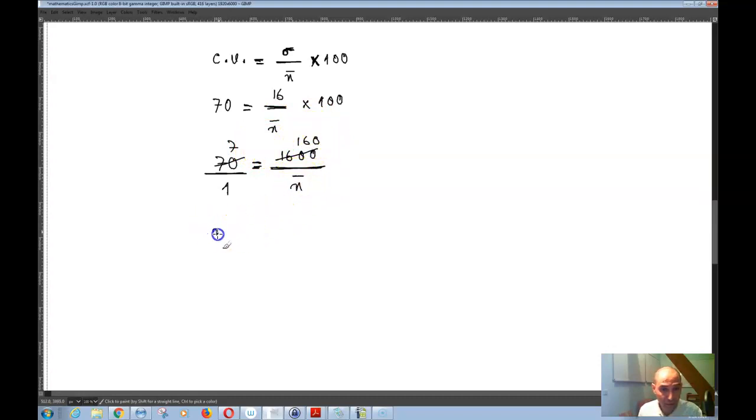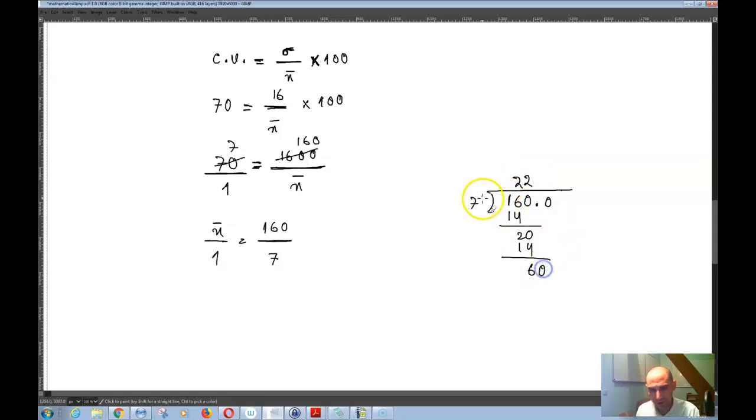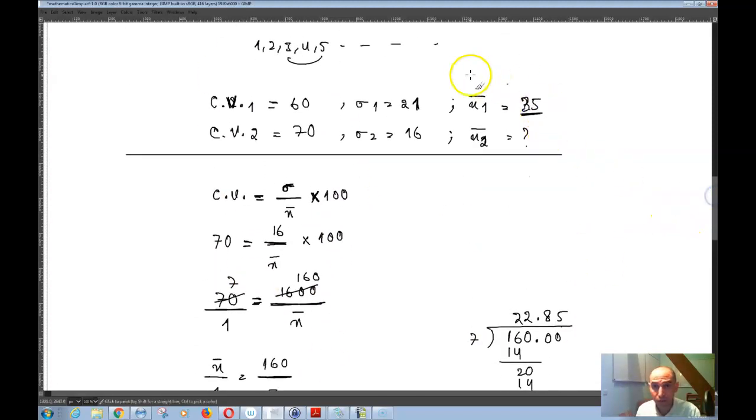And now I can write x bar divided by 1 is the same thing as 160 divided by 7. And 160 divided by 7: 2 times 7 is equal to 14, then 6, 0, 0. 8 times 7 is equal to 56, 4 remainder, 0, 0. 5 times 7 is equal to 35, and you get some remainder and you can keep going. So you can take that as 22.85. So your x bar is equal to 22.85. So that's basically how you would solve this kind of problem.